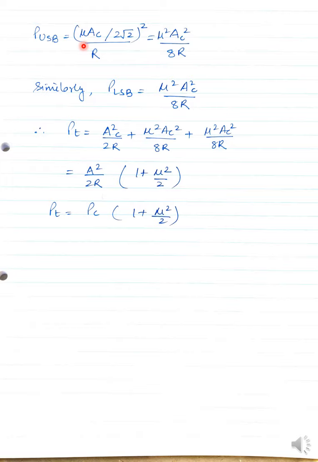Pusb will be (μAc divided by 2 root 2) whole squared divided by R, so it will be μ squared Ac squared divided by 8R. Similarly, for LSB it will be the same. So the total power, if you put all these together and take the common terms outside, will be Pc (1 + μ squared divided by 2), because Pc is the power across the carrier signal that we calculated on the previous slide.